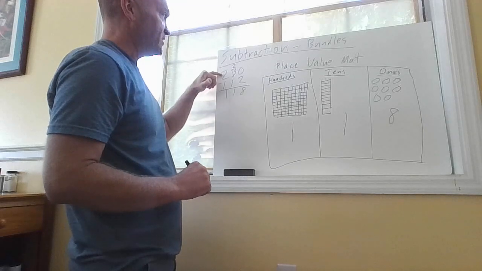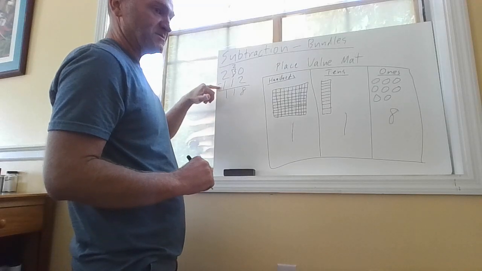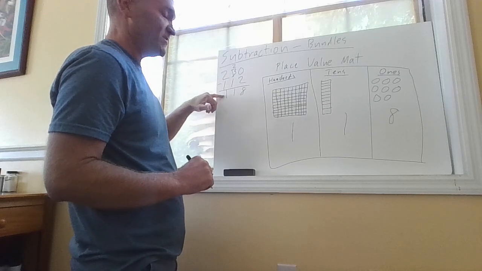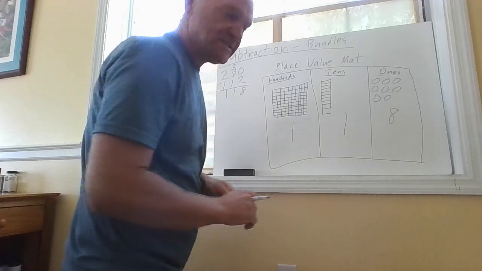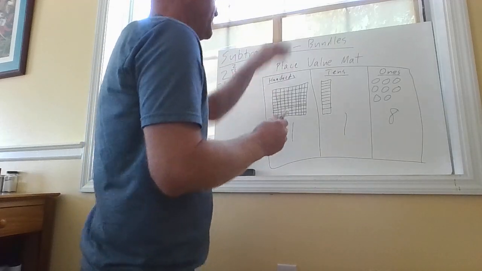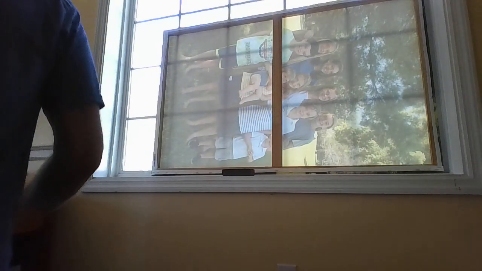So my minuend of 230 minus my subtrahend of 112 gives me a difference of 118 using the bundles method. See if I can do this without this thing falling on me this time.